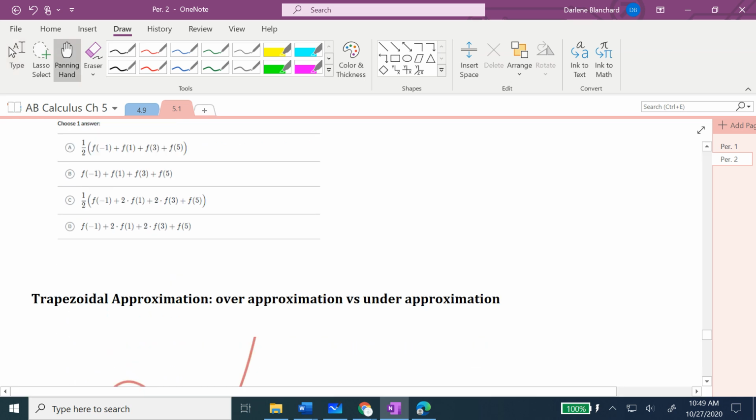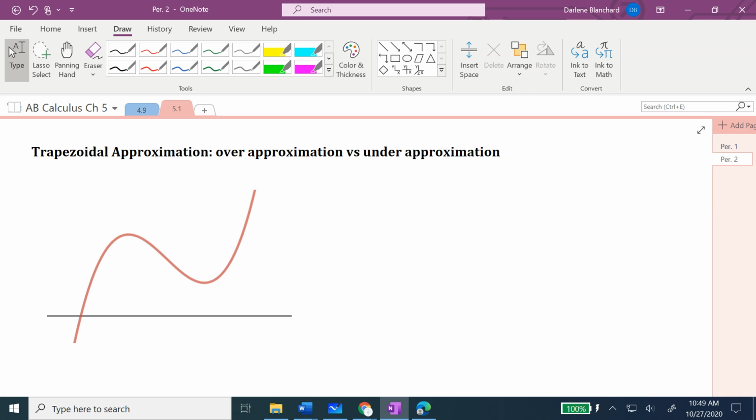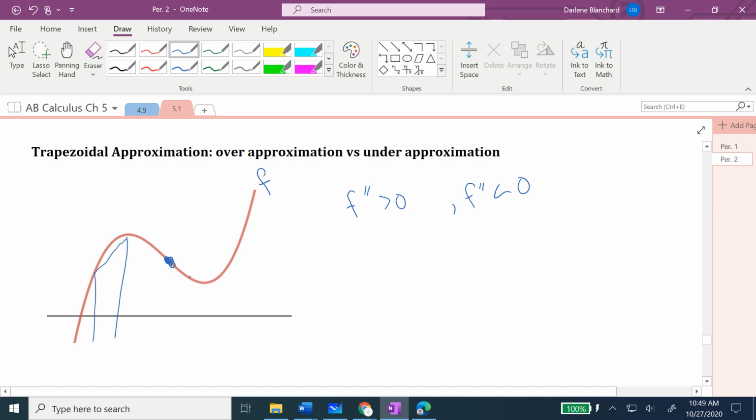And I'm going to talk through these examples at the end of the video after you guys leave class. So know that what matters is whether the function has a positive or a negative second derivative. You don't need to memorize which one gives you over, which one gives you under. You just need to be ready to draw it. If you draw it, you can see the difference between an overestimate versus an underestimate.